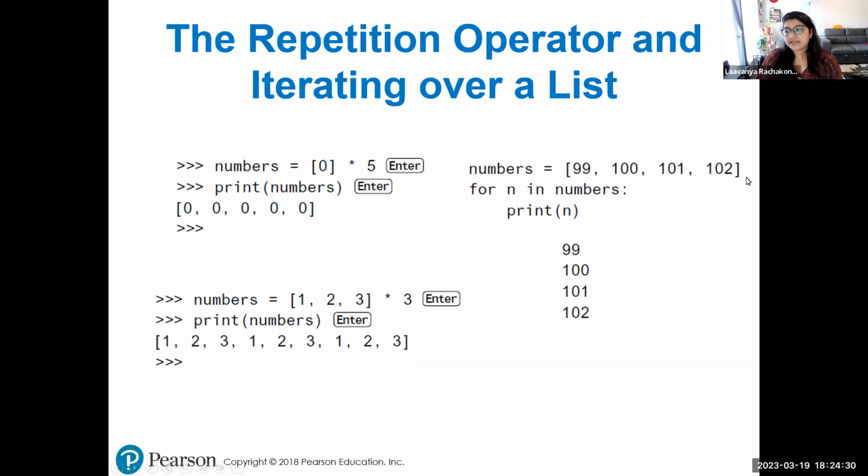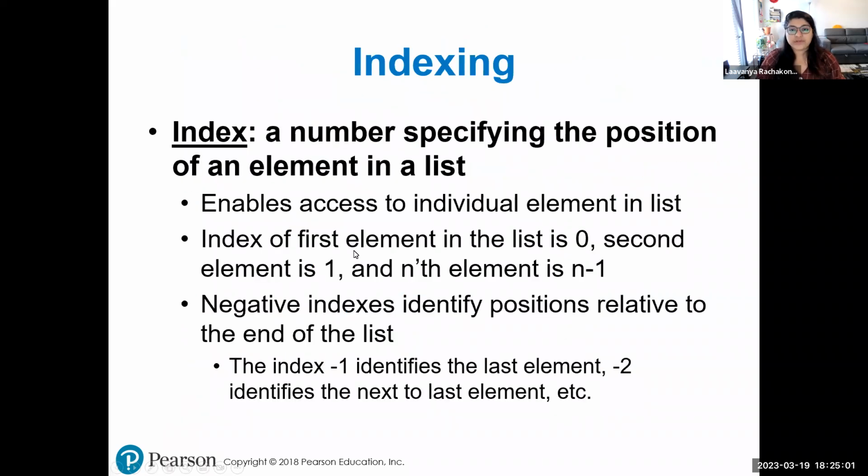Next, numbers is 99, 100, 101, 102. So next is for n in numbers, print n. As I've mentioned, for each and every iteration, the n value will be assigned to a different element in your list. For the first iteration, the n value will have number 99, so you'll see the output 99. For the second iteration, n value is 100, you'll see 100 as its output. Third iteration, it is 101. Output is 101. Fourth iteration, it is 102. Output is 102.